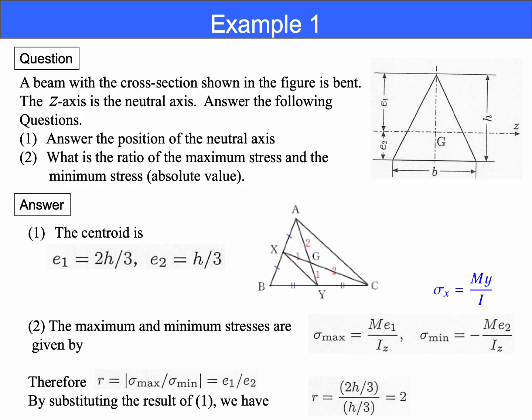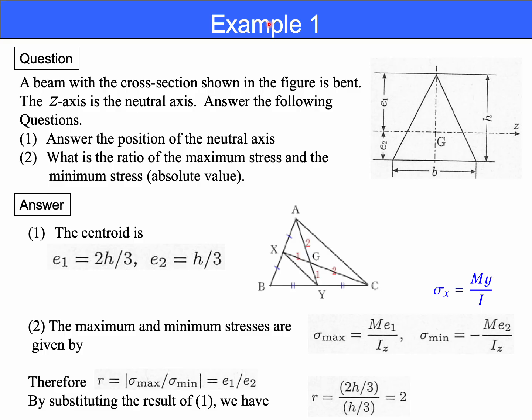This example uses a triangular cross-section. In the figure, base width is B, height is H, centroid is marked G, and the neutral axis is the horizontal axis labeled Z. The distances from the neutral axis to the top and bottom fibers are E1 and E2.